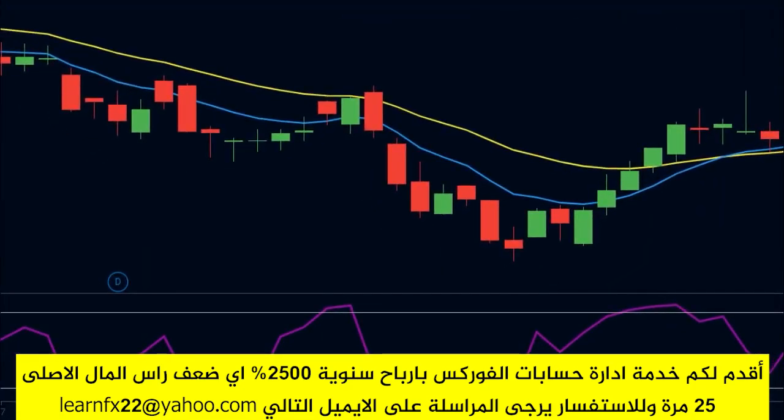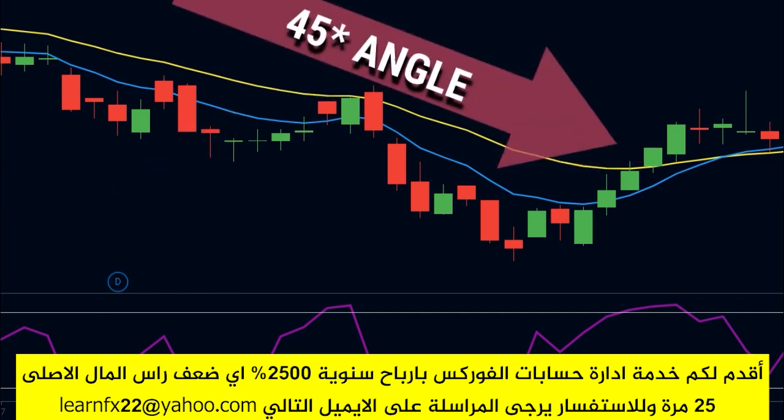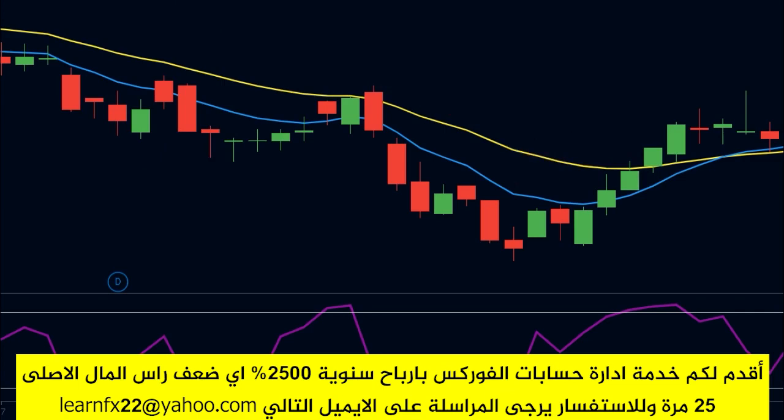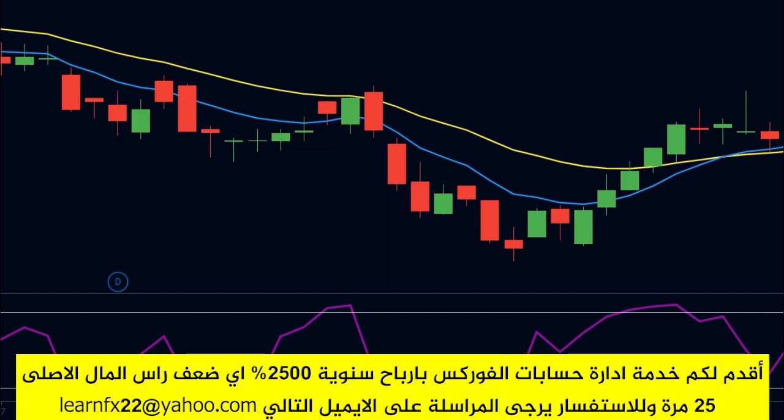Now, let's look at a sell trade. Here we have the AMC stock on a daily timeframe. If we look at the moving averages, we can see that the 9-period EMA is below the 21-period EMA, and both these moving averages are sloped downwards. Now, according to our strategy, the area between these two EMAs is a dynamic resistance. This means that this area should provide resistance to the price.